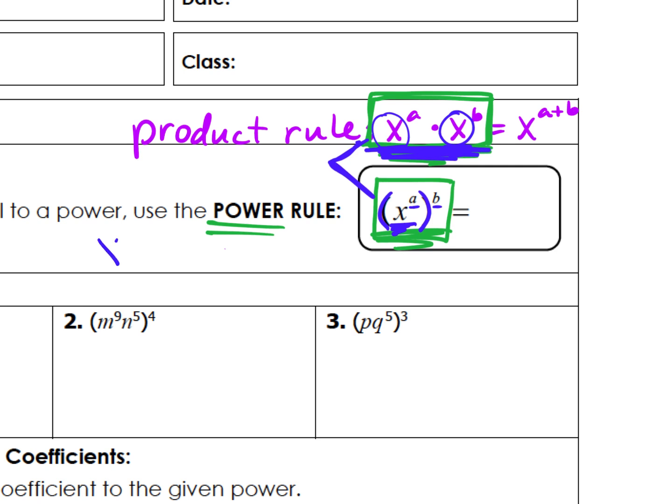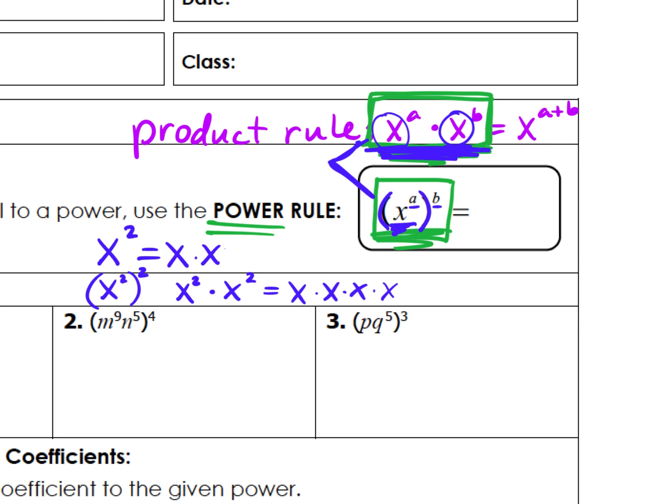Like if I say x to the second power, what does that equal? X times x. X times itself, okay? So if I take x to the second power and I take that to the second power, think about what that's saying. It's saying x squared times x squared, which is x to the fourth, okay? Because that's essentially x times x times x times x.